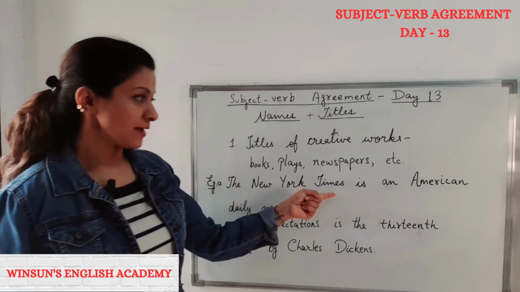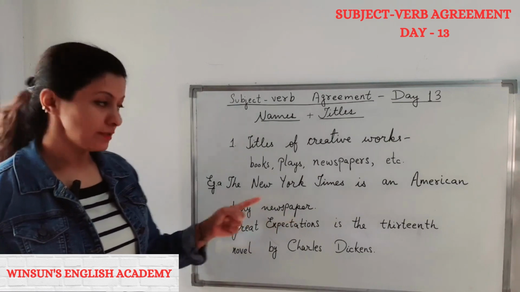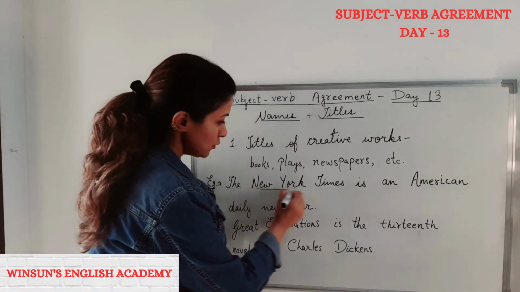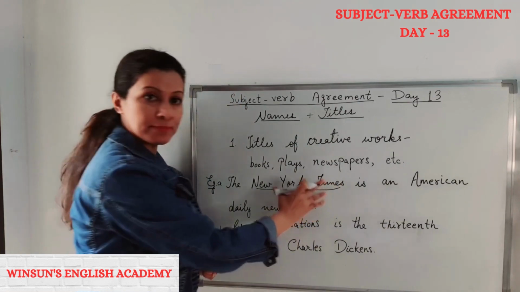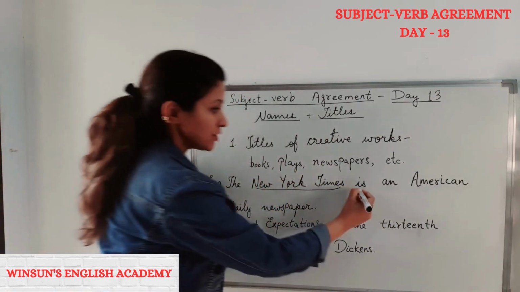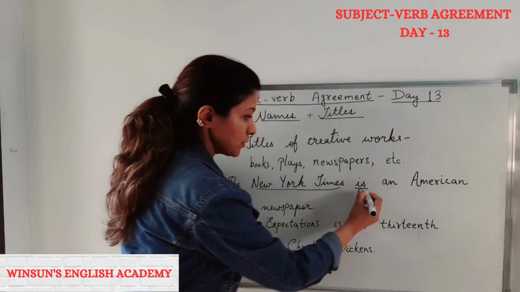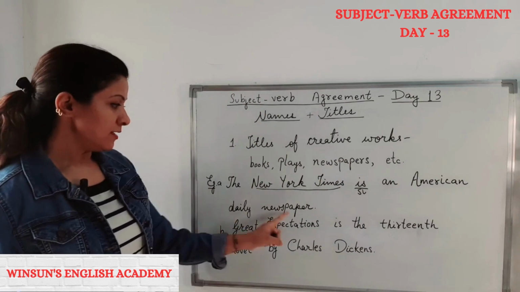The New York Times is an American daily newspaper. Now, notice here, New York Times. Although we have an S, this is the name, right? So, this is one entity. So, that is why we have used a singular verb. The New York Times is an American daily newspaper.